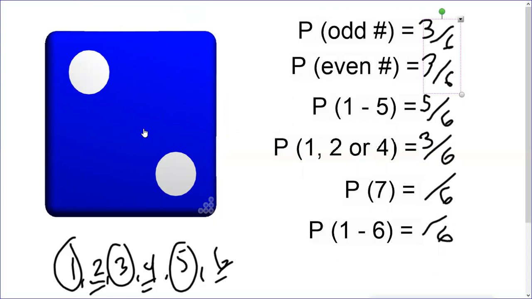How about the probability of a 7? Well, there are no 7s. So it's 0 out of 6. It's a 0% chance. I'm not even going to roll it because it cannot happen. You cannot roll a 7.